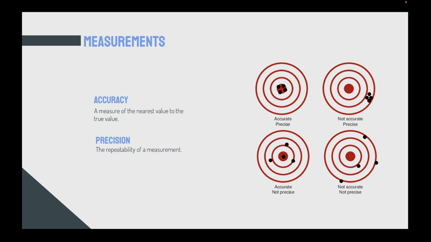Accuracy can be defined as the measure of the nearest value to the true value. If you are hitting near the center, you are accurate. Precision is the repeatability of your measurement. Every time you do a certain action, you are getting near to the previous action or the previous result. This way you are precise. Of course, don't think only about bullets or arrows. It could be any other form of engineering application.